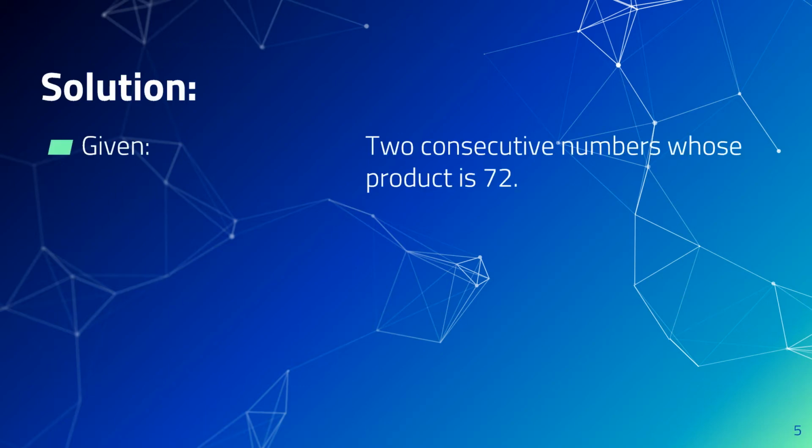Okay, to solve this problem, you have to go back to your elementary mathematics, using a systematic process in solving a word problem. So the first thing that we are going to do is find what is given, or identify the given. The given in the problem is two consecutive numbers whose product is 72. Then we are going to identify the requirement, what is being asked, and that is two consecutive numbers. So we're going to look for two succeeding numbers.